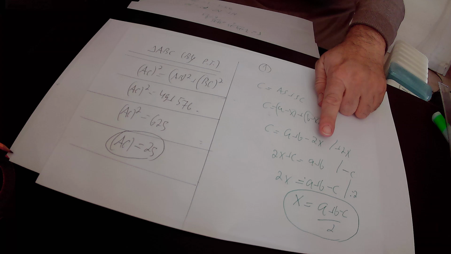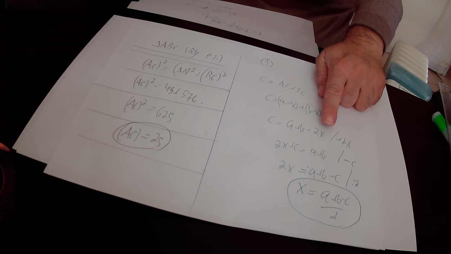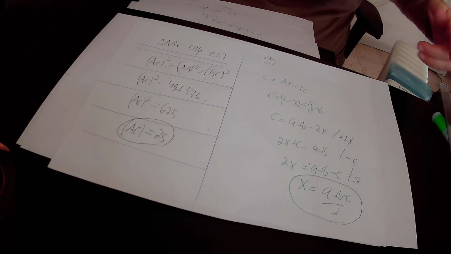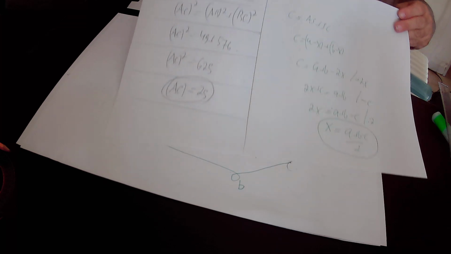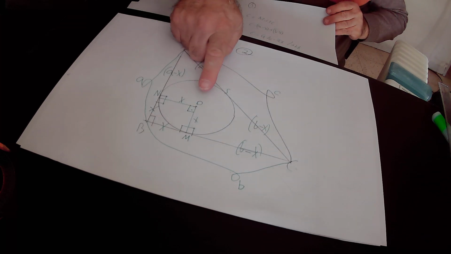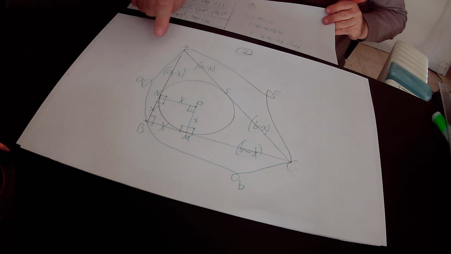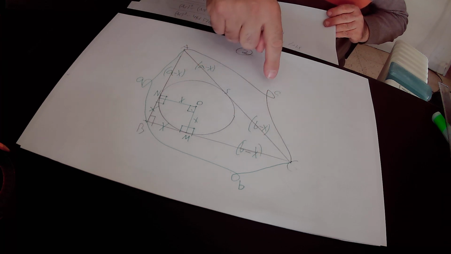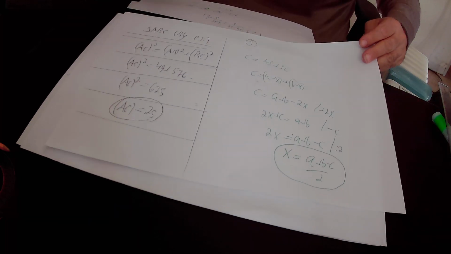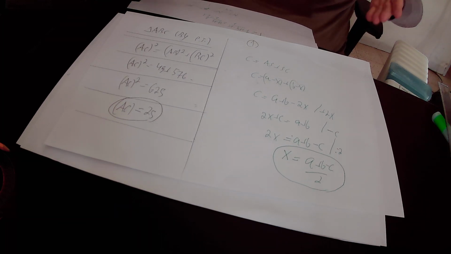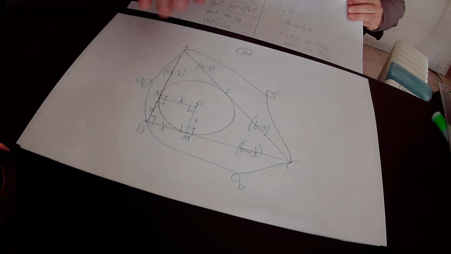We subtracted C from this equation and found out that 2x equals A plus B minus C. We divided this equation by 2 and finally found out that x equals A plus B minus C over 2. That is to say, the radius of this circle, that is x, must be equal to A plus B minus C over 2. And this is the general formula for finding the radius of any circle that is blocked by a right triangle. Because triangle ABC is a right triangle.